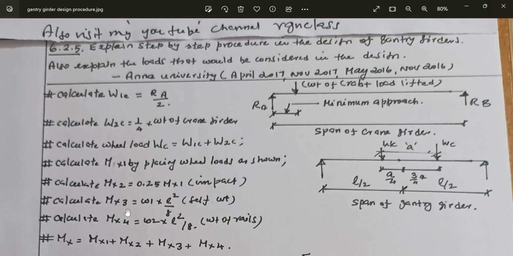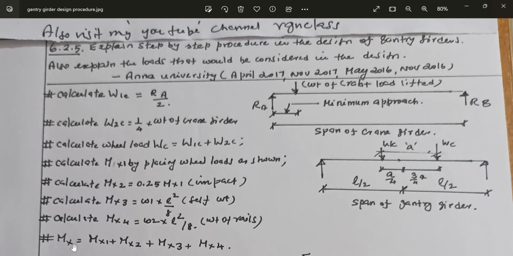Then Mx3 is the bending moment in gantry girder due to self weight. That is equal to W1 into L square by 8. L is the span of the gantry girder, that is the distance between the two columns. Then Mx4. This gantry girder is having rails on the top flange on which the wheels of the crane girder will move. So that rail weight is W2 into L square by 8. This is the bending moment due to weight of rails.